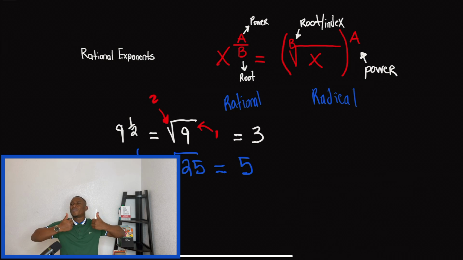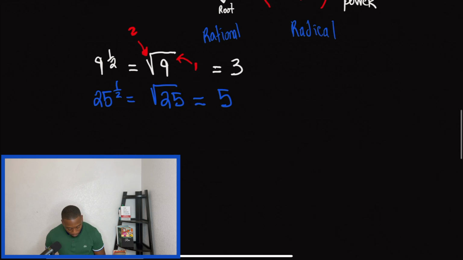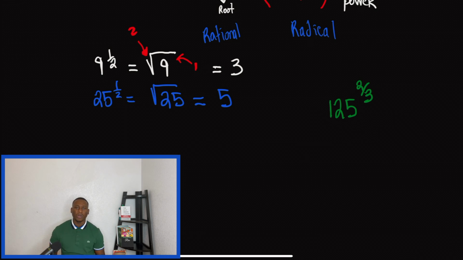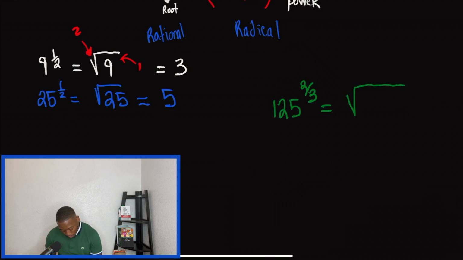Now, let's kick it up a notch, because we know they're not just going to ask us to only evaluate to the 1/2 power. So in my next problem, let's say we have 125 to the 2/3 power. How are we actually going to simplify this and write it as an integer, a whole number? First we're going to switch it over to radical form. So we're going to have our radical symbol. We know the base is 125. Now we're going to fill in the power and the root.